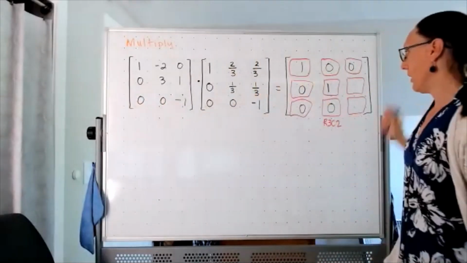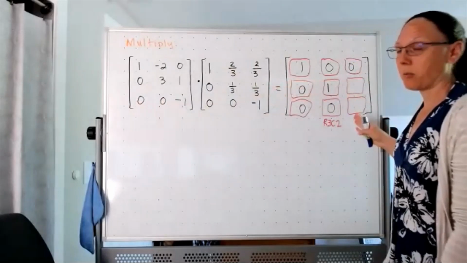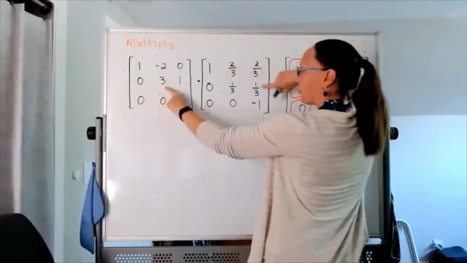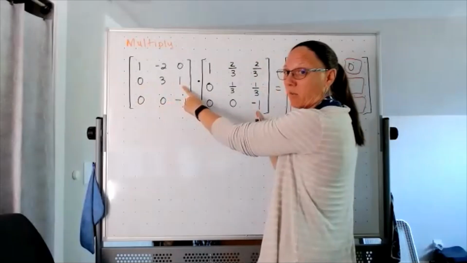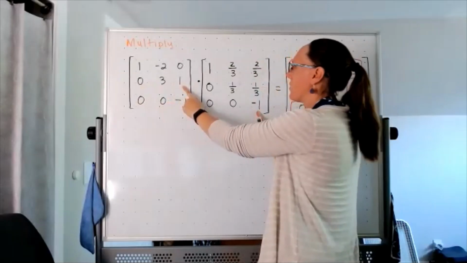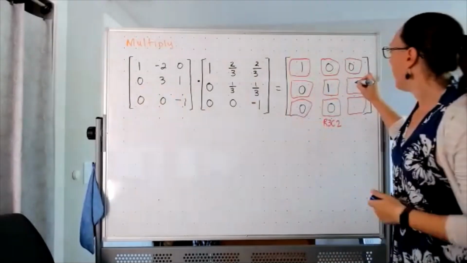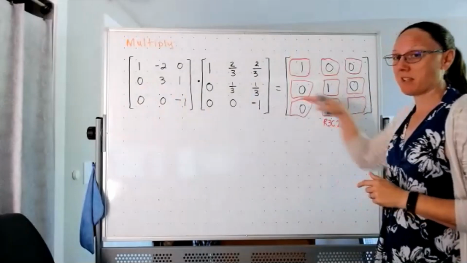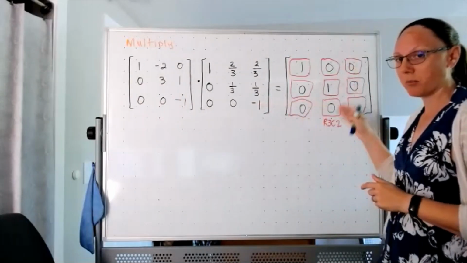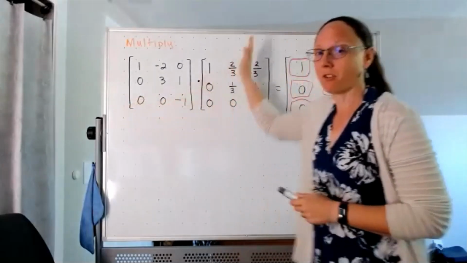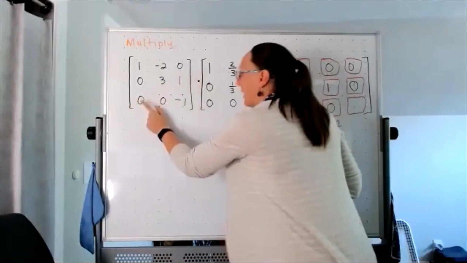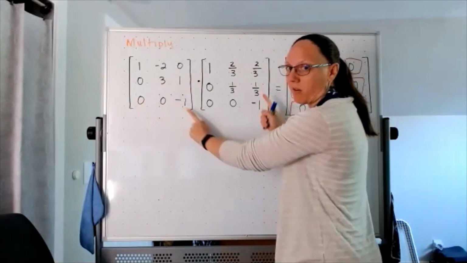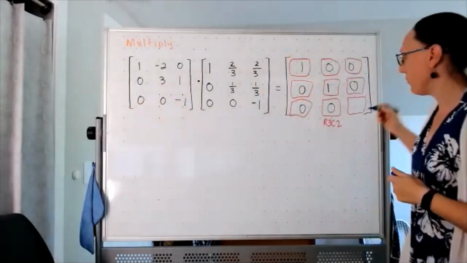Lots of 0. This is in row 2, column 3. 0 times 2/3, I got 0. 3 times 1/3, I'm at 1. And 1 times -1 should be a -1. So that was a +1 and a -1. I've also got a 0. This last piece is in row 3, column 3. So I'll take row 3 of the first matrix times column 3 of the second matrix. 0 times 2/3, 0. 0 times 1/3, also 0. -1 times -1 gives me a +1.